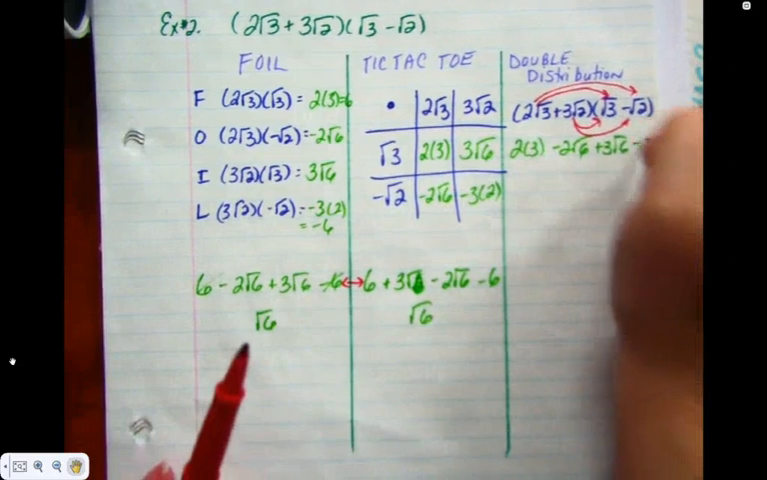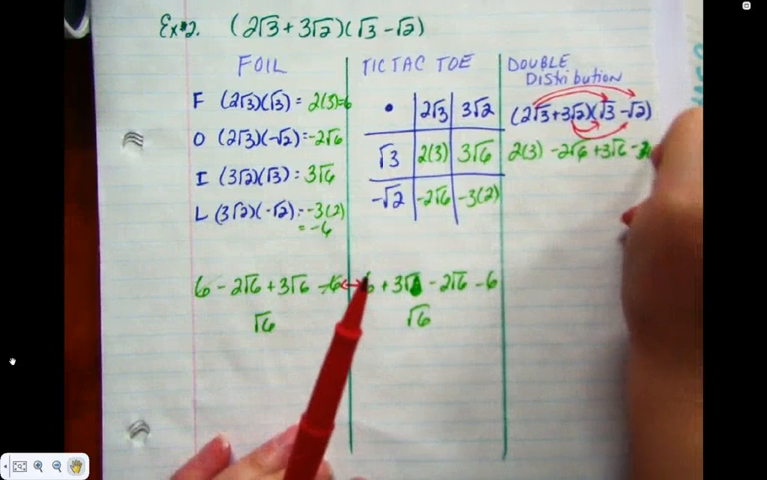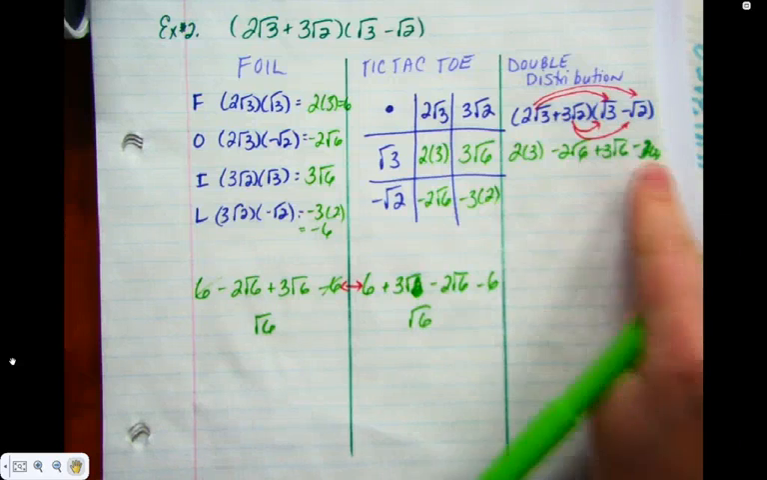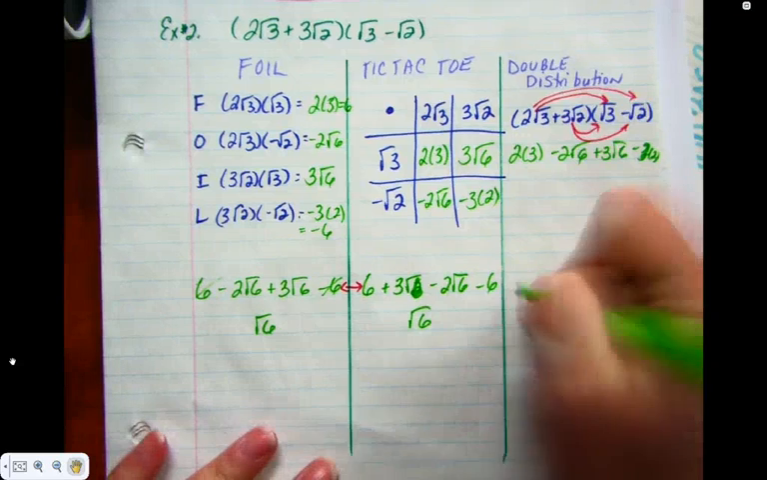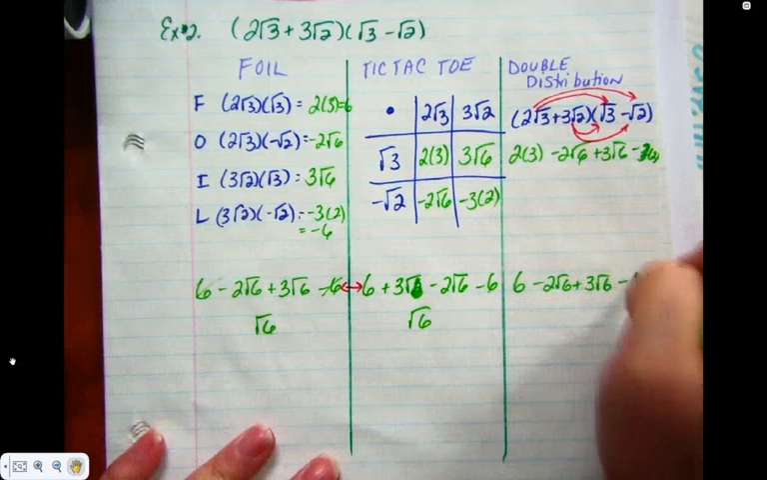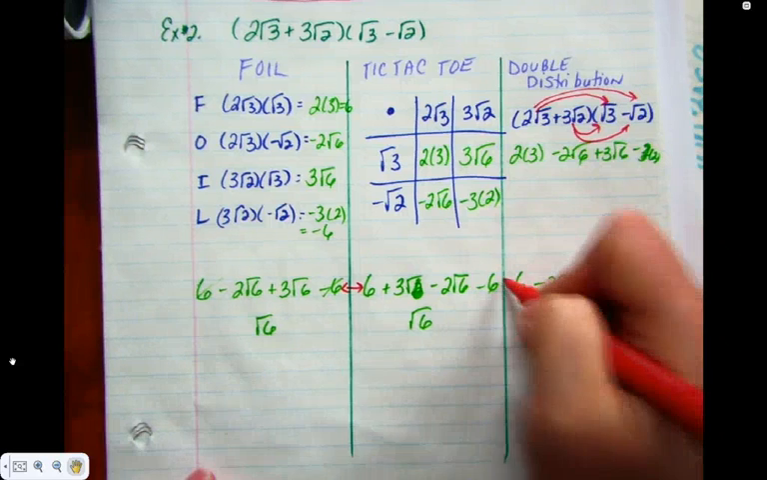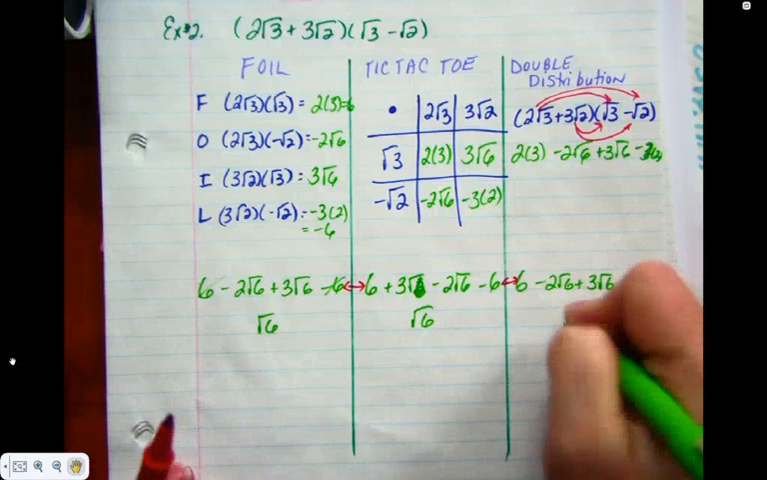And then negative 3 times 2. Oh, it bothers me. I can't squish it in there. That's a negative 3 times 2. And so simplifying that, I get 6 minus 2 root 6 plus 3 root 6 minus 6. Compare: exactly the same step, just different how we got there, and then a root 6.